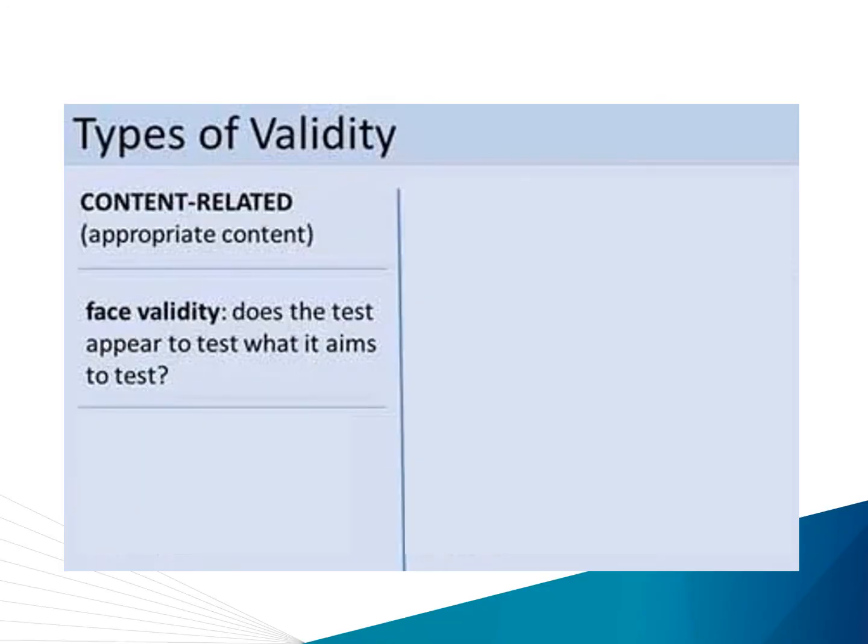So we're going to have a look at some of the types of validity. We're going to look at content-related validity or content validity, and under that we've got face validity. I'm not going to consider face validity in any detail here. Face validity, as you may well know, cannot be measured, but face validity is really, does the test appear to test what it aims to test? In other words, does it look right? Does it read right? Does it have, on the face of it, prima facie, you might say, does it seem to be a questionnaire that's measuring the right thing?